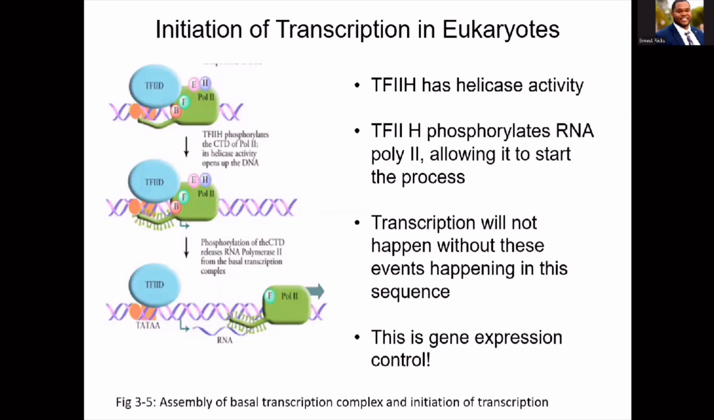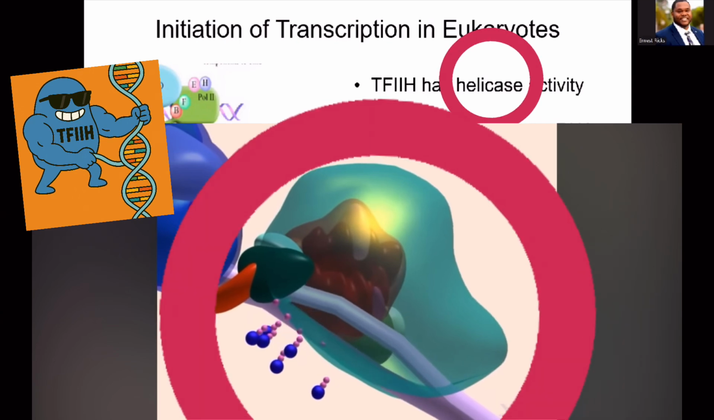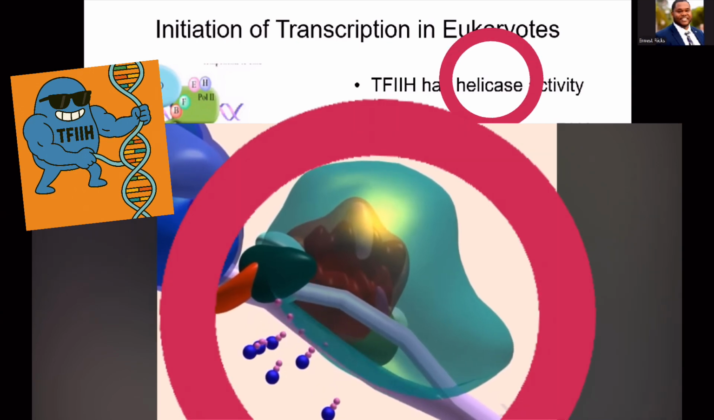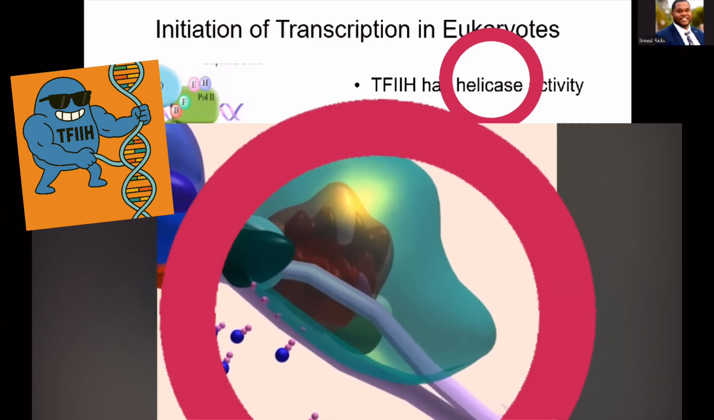One part that really matters is TF2H has a helicase activity. Why would that be important here? Remember, as we are creating RNA, which is single-stranded, we're still having to unwind or unzip double-stranded DNA.